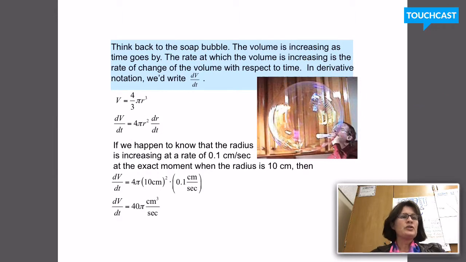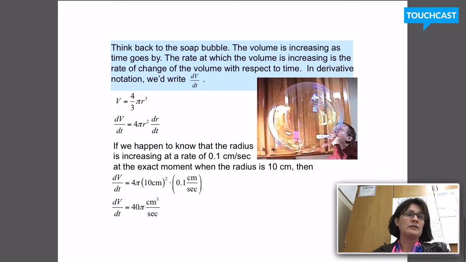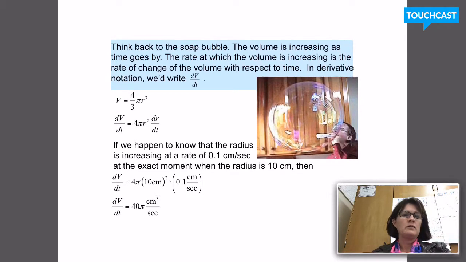Okay, so you can see here our answer to the first question on your page. I've taken the derivative of V with respect to time. That's 4 pi r squared times dr/dt. If we happen to know how fast the radius is changing with respect to time, maybe I know that the radius is increasing at a rate of 0.1 centimeters per second, I can actually find out how fast the volume is changing at that exact moment.